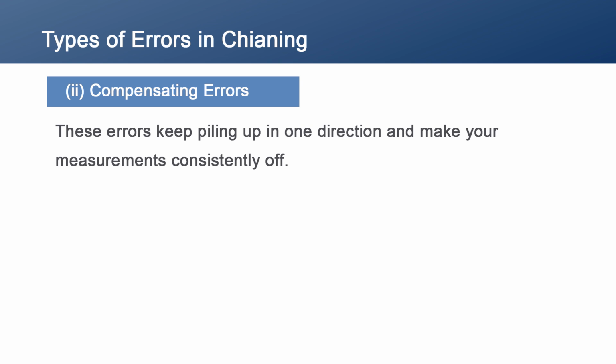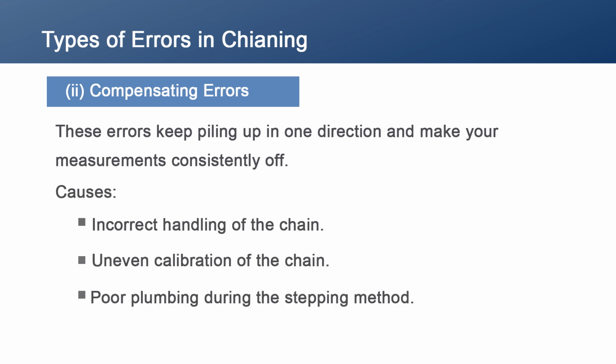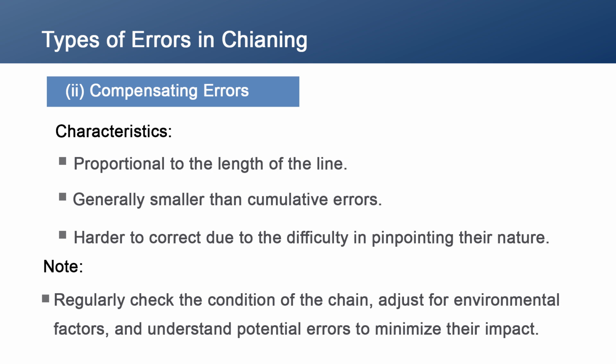Compensating errors can go either way and tend to balance each other, making them harder to pinpoint, and these are the causes: incorrect chain handling, uneven calibration, and poor plumbing. Bottom line here is compensating errors are proportional to the length of the line but are typically smaller compared to the cumulative error. They can't be easily corrected because their nature is harder to determine. So, to ensure precise measurement, we need to adjust for various factors that can affect the accuracy of measurement.